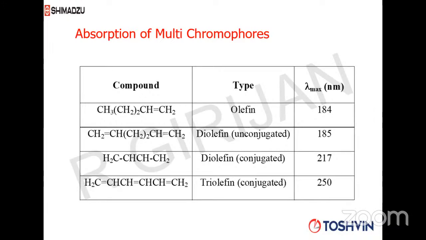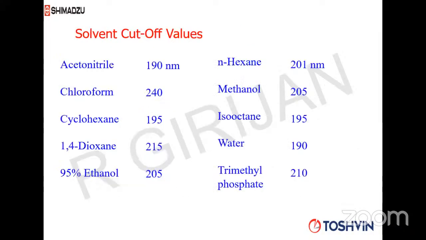And there is another example, a triolefin, that is a molecule containing three double bonds. You can see the lambda max has already gone to 250 nanometer. So each double bond is a chromophore. That is why in the case of UV, if your molecule contains unsaturation, it is an excellent candidate for UV absorption. You can easily measure the absorption in the UV spectrophotometer.